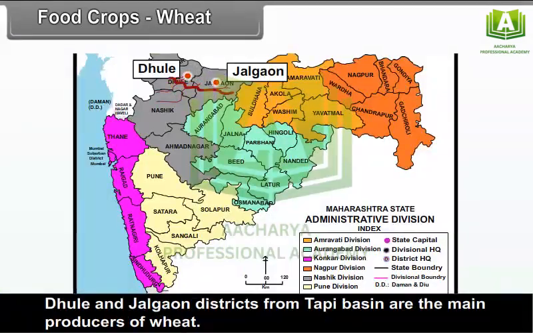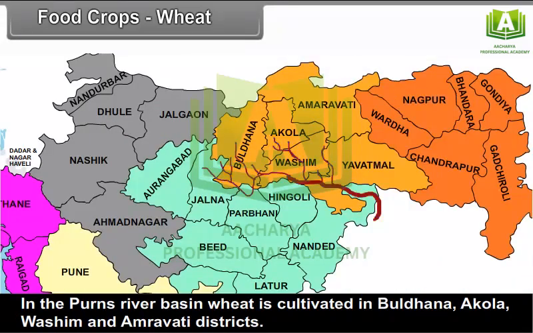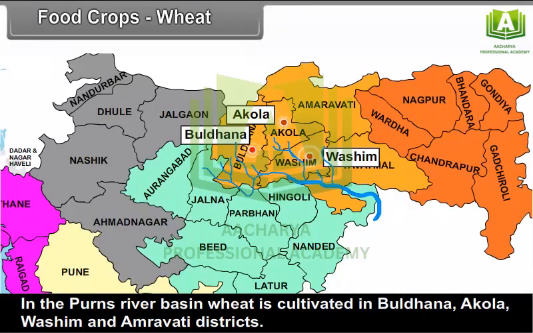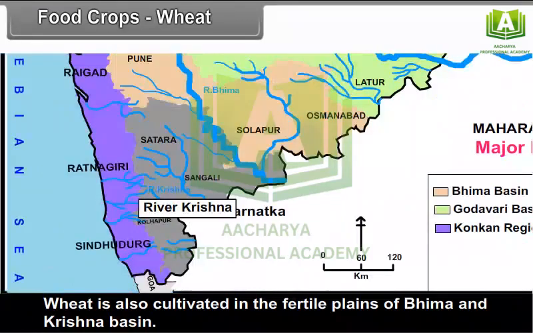Dhule and Jalgaon districts from the Tapi Basin are the main producers of wheat. In the Purna River Basin, wheat is cultivated in Buldhana, Akola, Washim and Amravati districts. Wheat is also cultivated in the fertile plains of Bhima and Krishna basin.